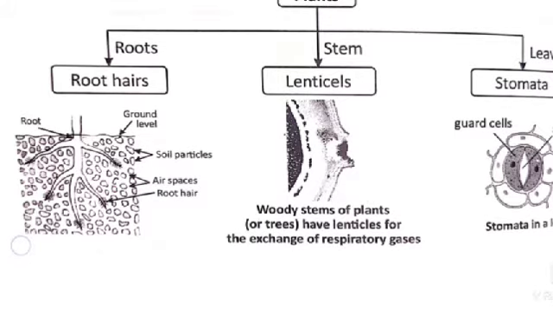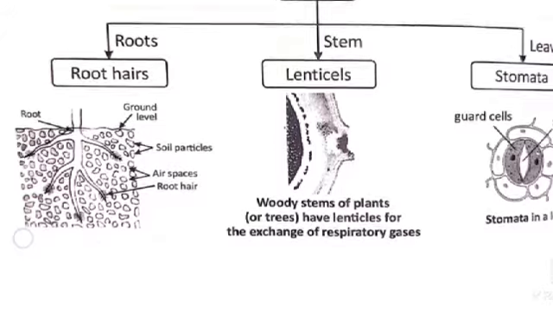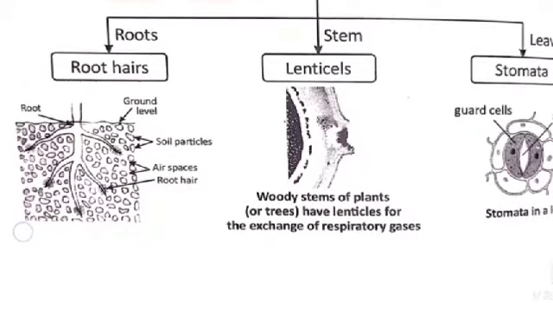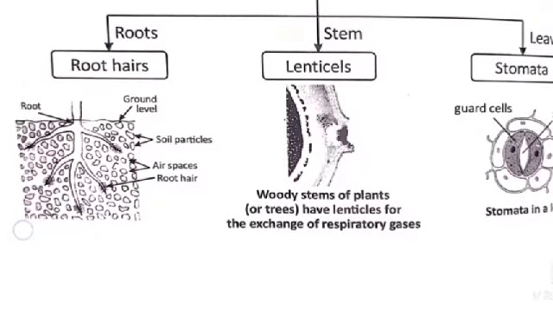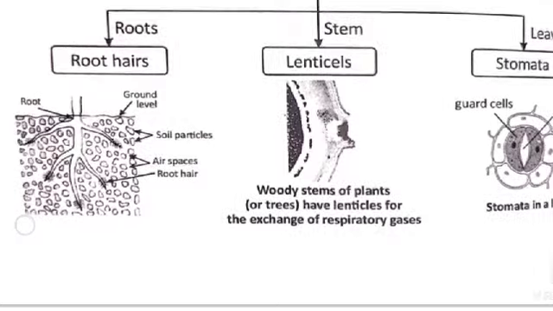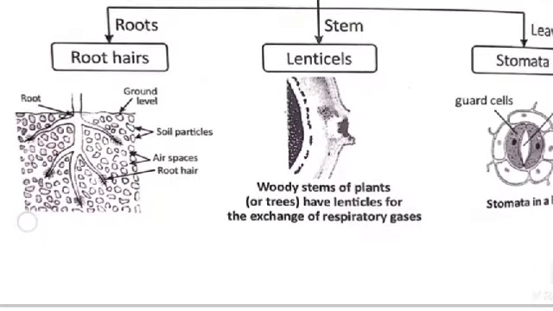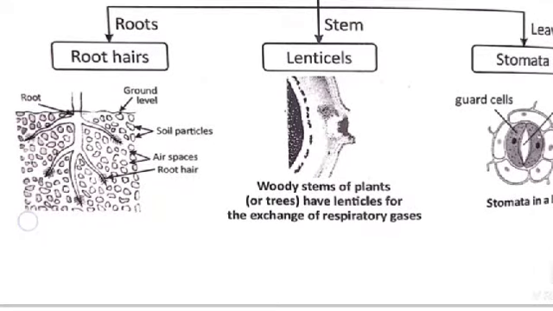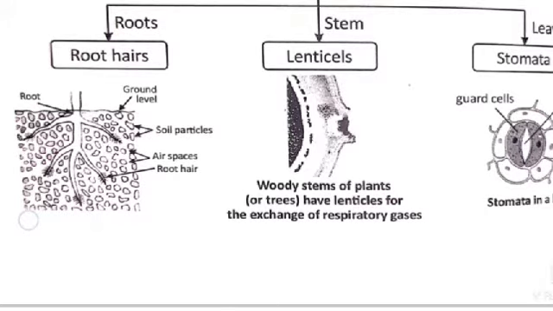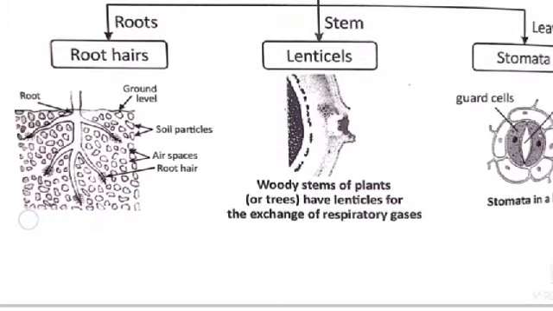The lenticels: the woody stems of plants or trees have lenticels for exchanging respiratory gases. Lenticels are lens-shaped cells. The stomata in a leaf are bean-shaped or kidney-shaped, with guard cells, subsidiary cells, and accessory cells also present.